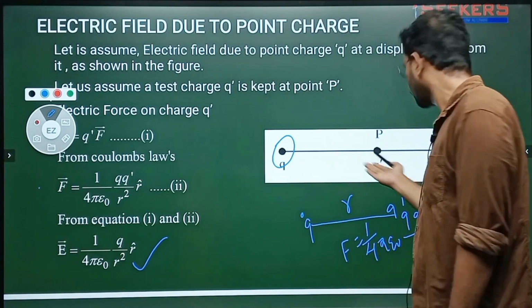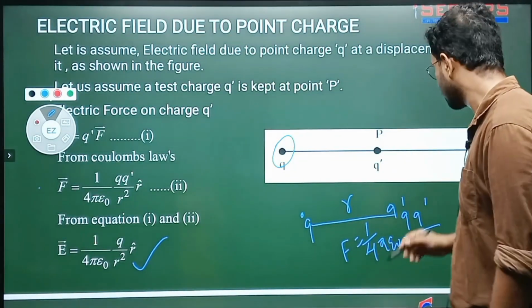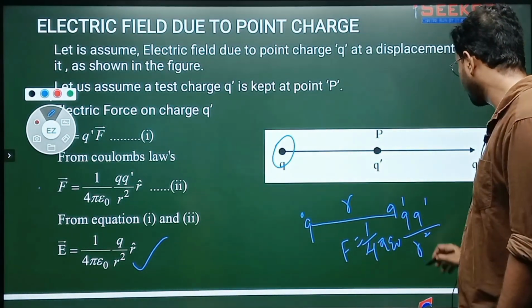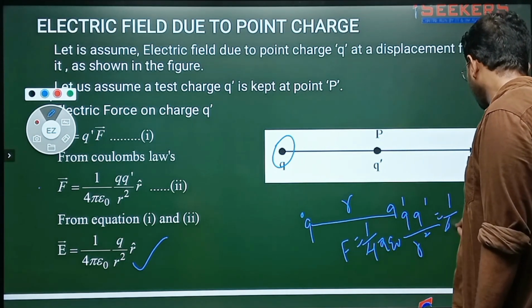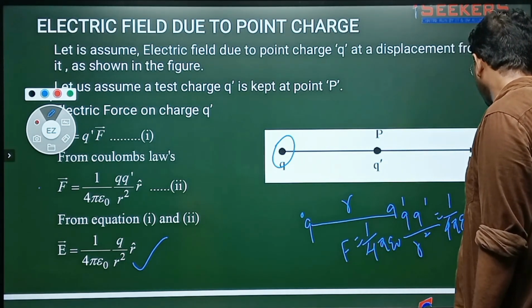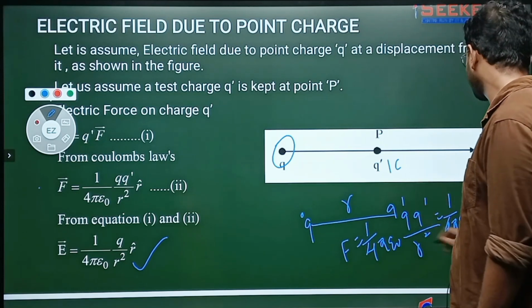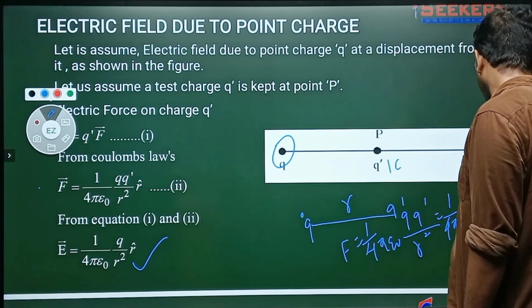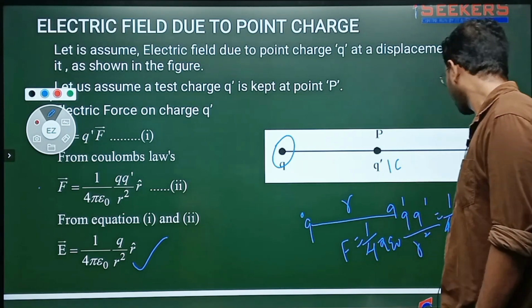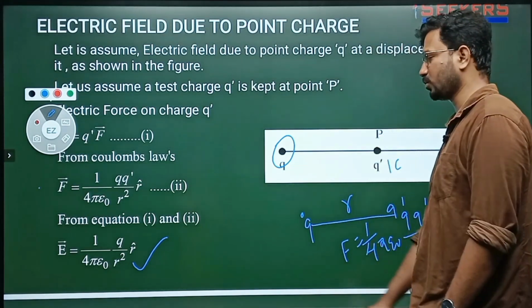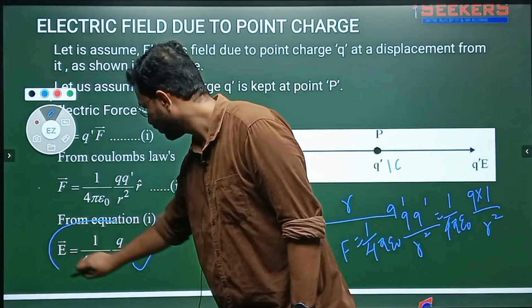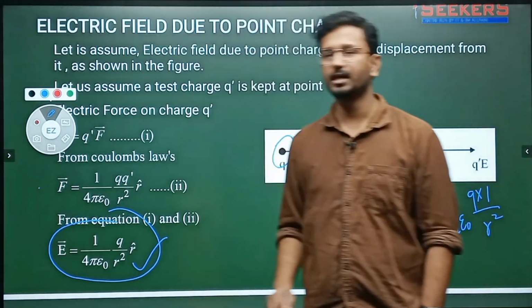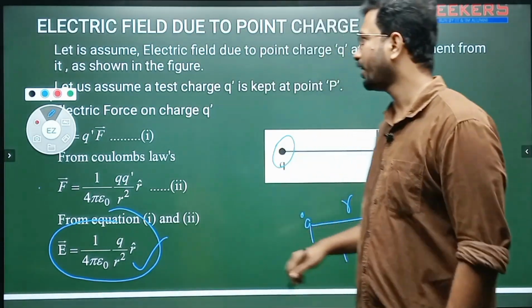But suppose there is no Q dash here, there is only 1 coulomb of charge. So how much force will be exerted? In place of Q dash, we can write 1 coulomb, so it will become 1 by 4 pi epsilon naught Q by R square, which is the same as here. This is the electric field intensity due to a point charge.